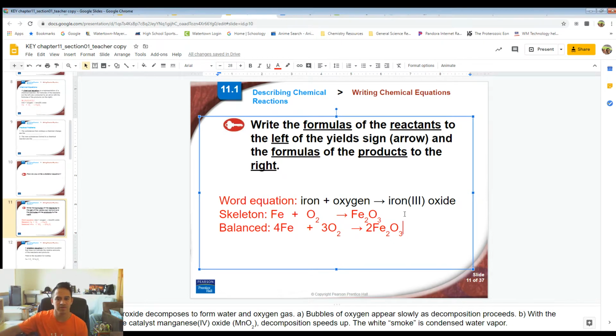So when it's balanced out, we're going to have these big numbers in front here. And these basically tell us the amounts that we need. We need 4 irons, 3 oxygens, and we make 2 of these. But as to how we get those numbers, we'll talk about that in a little bit.